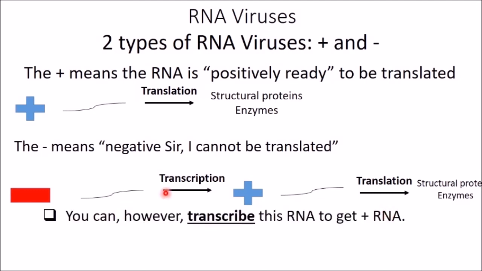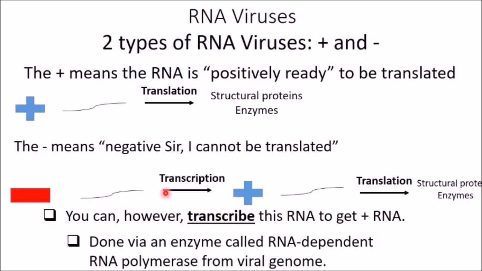We transcribed it first. And that's done via an enzyme called RNA-dependent RNA polymerase. And that has to come from the viral genome, because we don't have that in our normal genome, so the virus has to come with that. If it doesn't come with that, then it can't transcribe its negative RNA into positive RNA. The negative and positive are just names, okay? It's not like it's negative charge and positive charge. RNA has negative charge, period. It's just a nomenclature, okay?